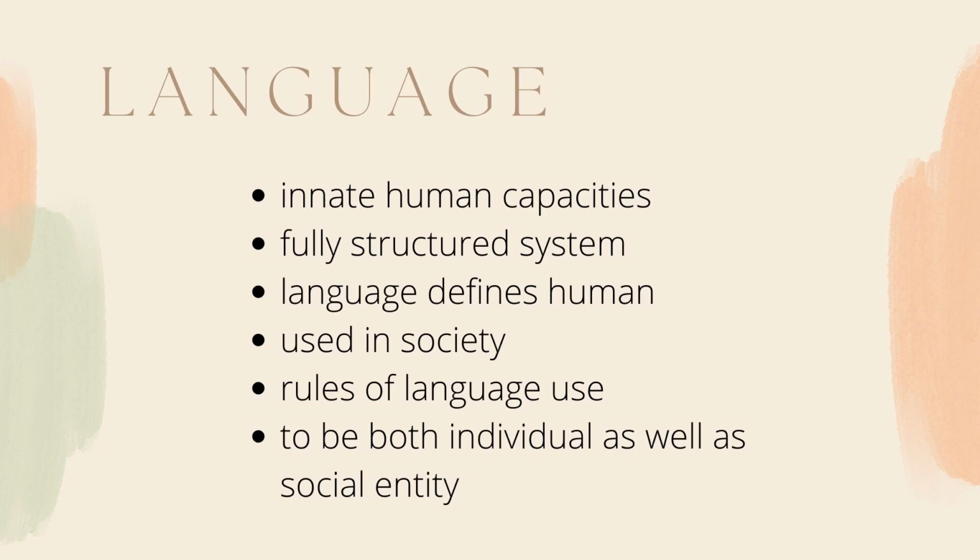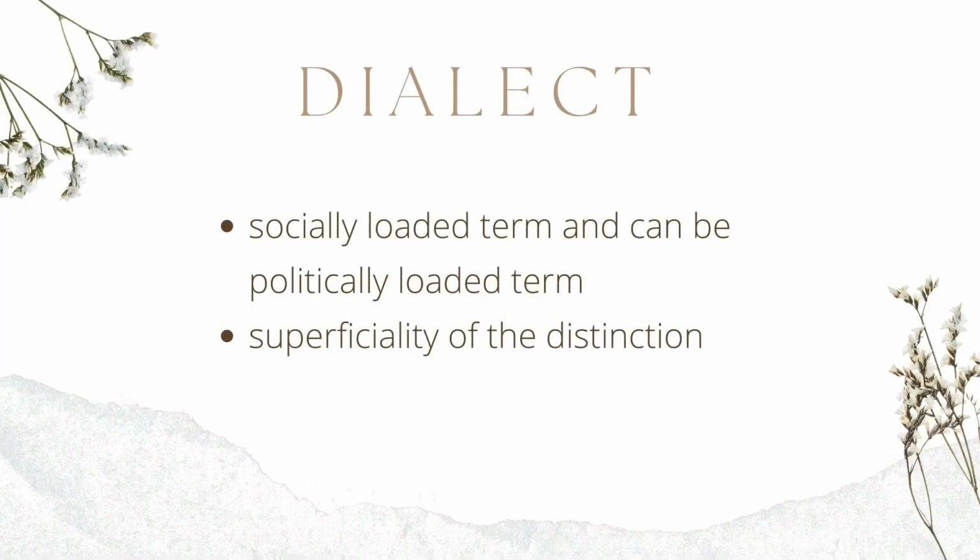And also language is used in society, and the rules of language use are very systematic as well, in the same sense as we say language is structured. Also language happens to be both an individual as well as a social entity. And now let's move to dialect. So according to Kumar, dialect is a socially loaded term and can be a politically loaded term.